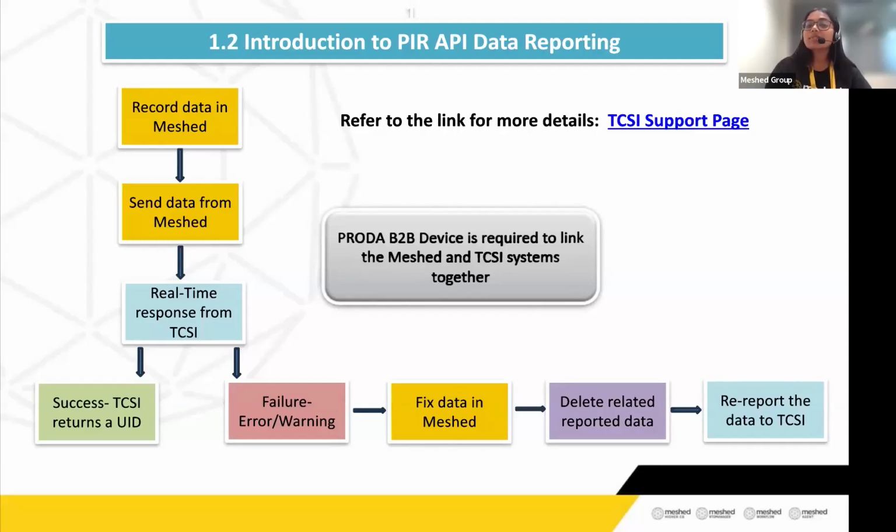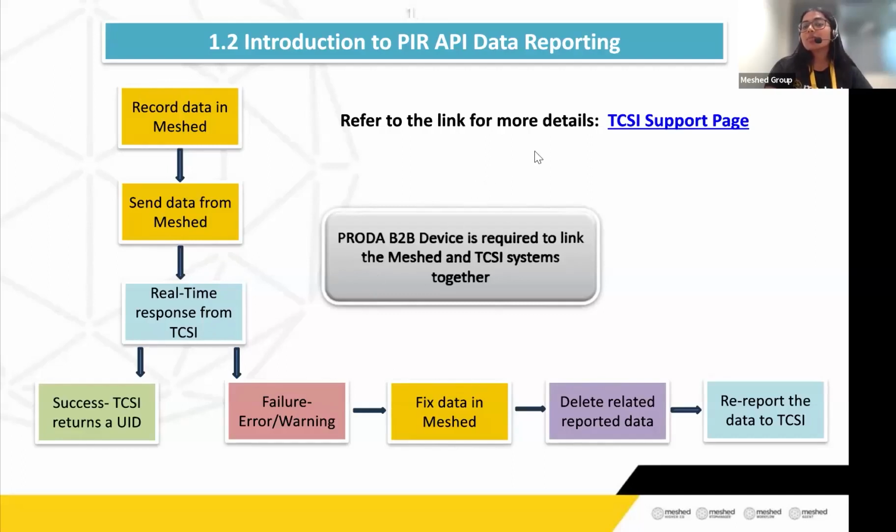Once you have received some sort of message, you can go back and refer to the validation sheets from Taxi and start fixing data in the mesh system in relevant sections. Once that data is fixed, you can delete any relevant records that you have reported first for that data and re-report that data to Taxi until you get a success message. So this is the basic flow of the process. This is how the process will work once you start using API.